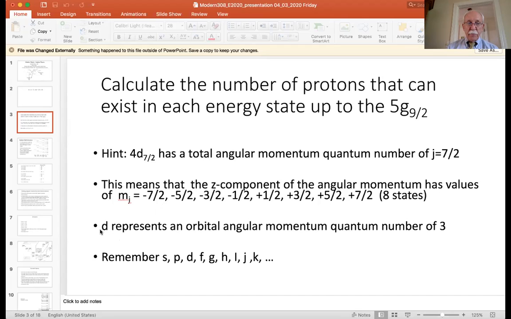And from this, we can also know that the D state is an orbital angular momentum state with a quantum number 2. Remember, S is 0, P is 1, D is 2, F is 3, G is 4, and so on. Need to correct that.